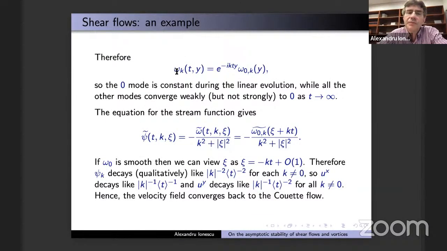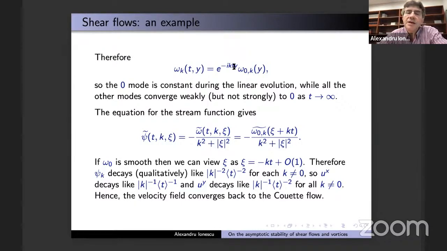So you can look at the modes, and the modes are omega k, and each mode evolves according to this simple equation: omega k of t, y is e to the minus i k t y times omega naught k. So the kth mode at time t is equal to this times the initial mode. We can understand this, of course. What we notice is that when k is equal to zero, nothing changes. The zero mode omega zero of t, y is just omega zero of y. It doesn't change because that's a stationary solution.